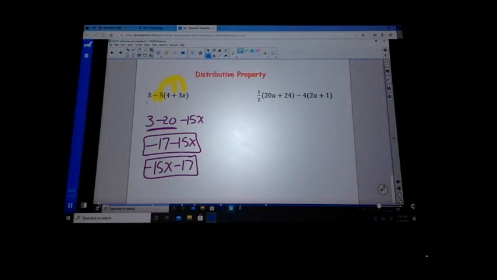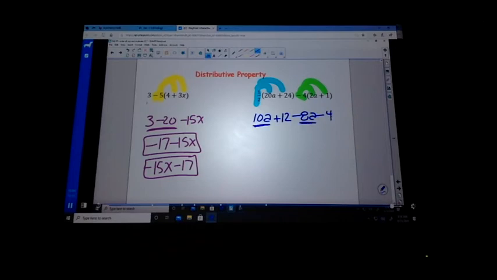This next problem, we have two different things we're distributing. Here, I'm going to distribute this half over here and here. Then I'm going to distribute this -4 here and here over the parentheses. Okay, so half of 20 is 10, so I get 10a. Half of 24 is 12. -4 times 2a is -8a. -4 times 1 is -4.